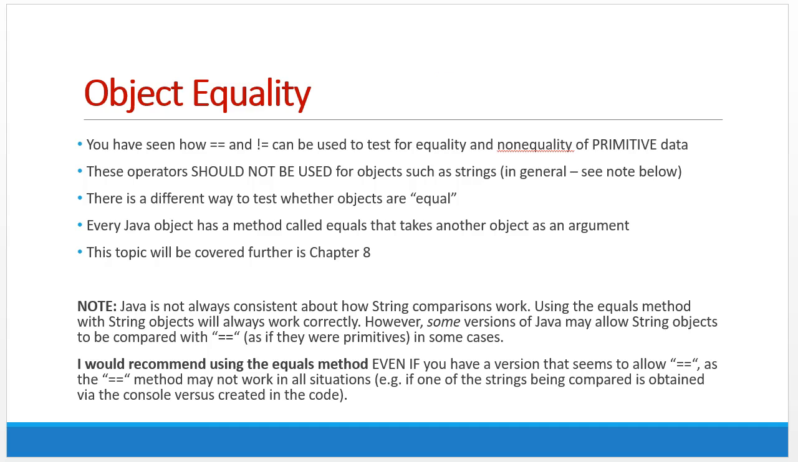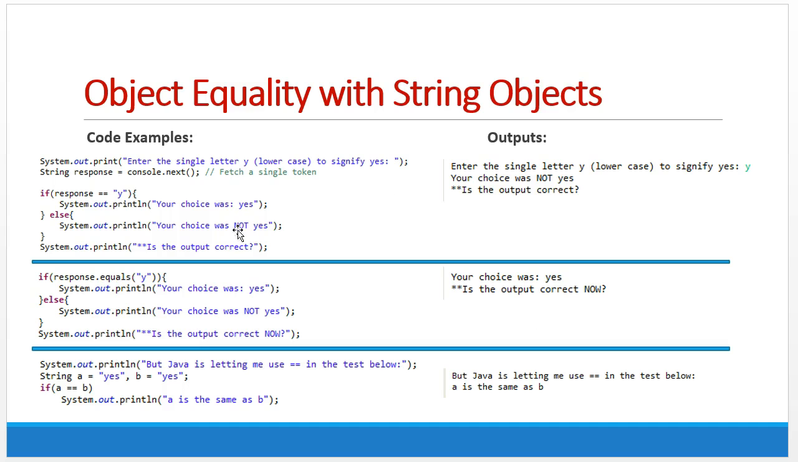For strings in particular, equality should not be tested using equals equals. The Object class, which all Java objects are built on, treats equals equals as only being true if the two objects are the exact same object. And we won't go into too much detail about that. If you've learned C, then I can say that it's only true if the two objects point to the same location in memory, okay? Whereas there's another method called equals that, let's go on to the next page.